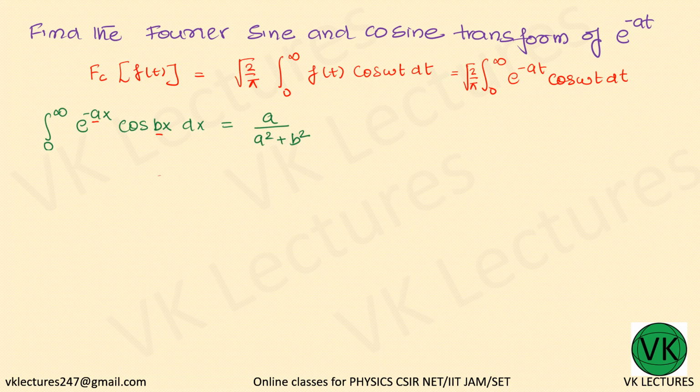So according to this we have Fc of e to the power minus at equal to a, that is the coefficient here, divided by a square plus omega square, into the root of 2 by pi. So this is Fc of e to the power minus at.